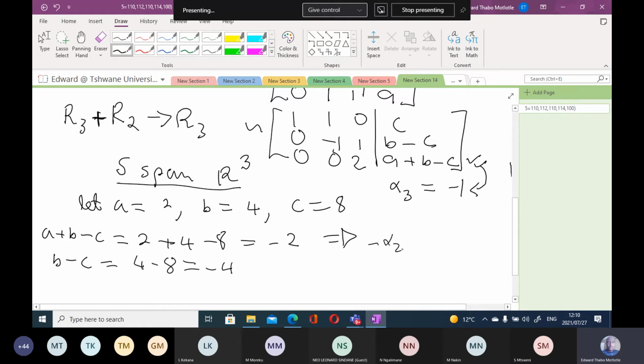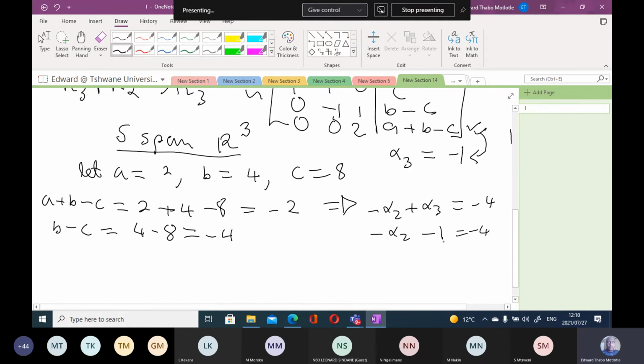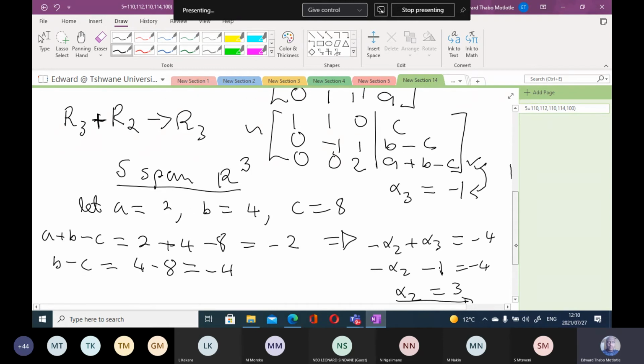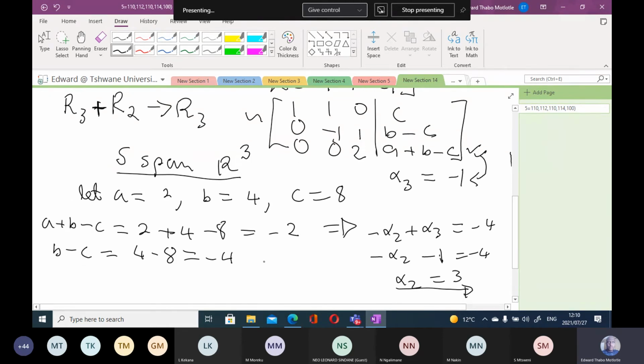So I have minus alpha 2 plus alpha 3 equals minus 4. I substitute minus 1 here: minus alpha 2 equals minus 3. So alpha 2 is equal to 3. So I have solved for alpha 2. Now I'm remaining with the last one: alpha 1 plus alpha 2 is equal to 8. Substituting alpha 2, I conclude that alpha 1 is equal to 5.